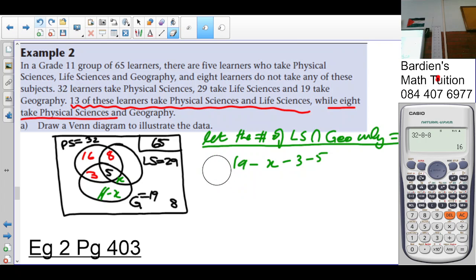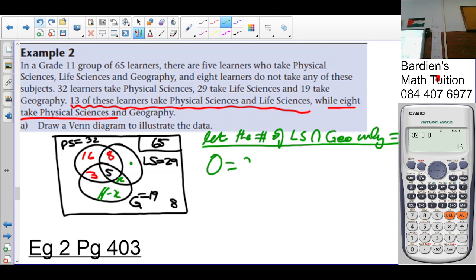So this is the other unknown, which is this one here. That plus 8 plus 5 plus x adds up to 29, not so? So it's the same as saying that unknown is equal to 29 minus 8 minus 5 minus x. 29 minus 8 is 21, minus 5 is 16, minus x. So that's going to be 16 minus x.